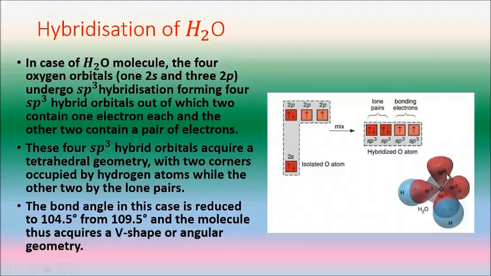Due to this lone pair repulsion, what happens? The tetrahedral geometry is reduced to a 104.5 degree angle. So it will acquire a V shape or angular geometry for the water molecule. So this is how the sp3 hybridization is explained.